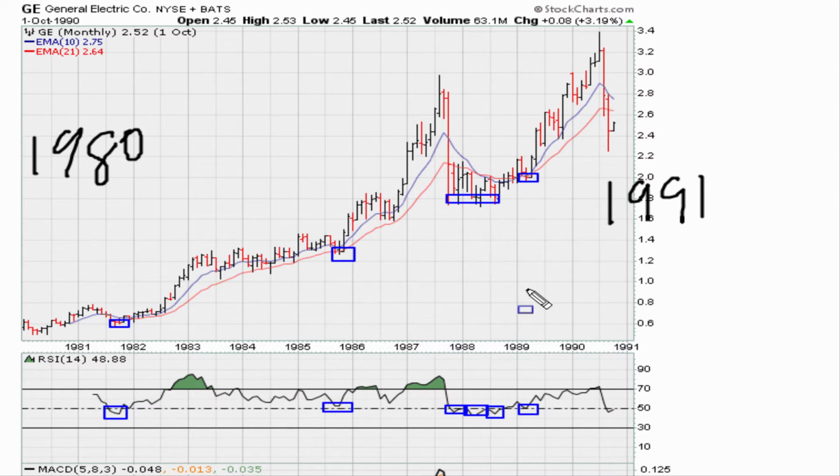Now we can see coming into October of 1990, this is what the monthly chart looked like. And if you had seen this in 1990, chances are it was suggesting, without looking at any other parameters, that more than likely if the RSI would go on to move back above RSI 50, then this was a good entry based on a long-term monthly chart.